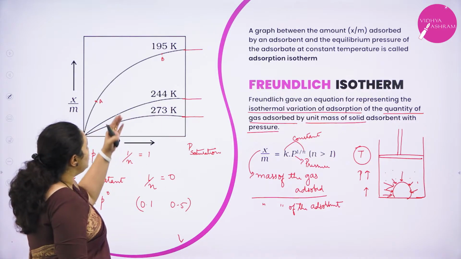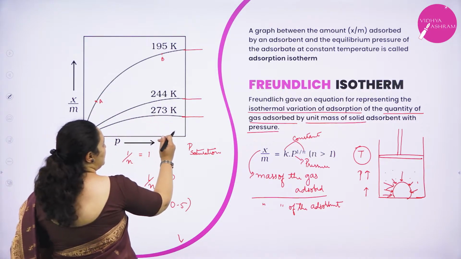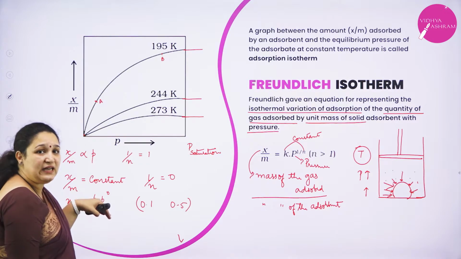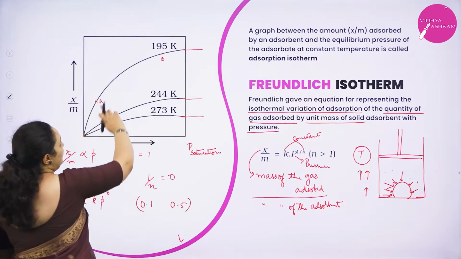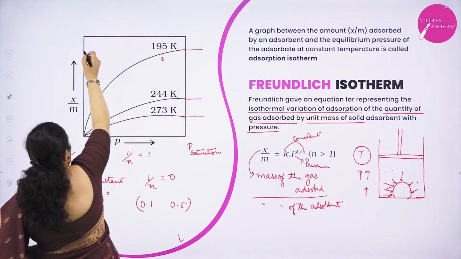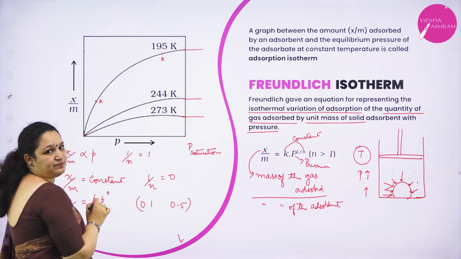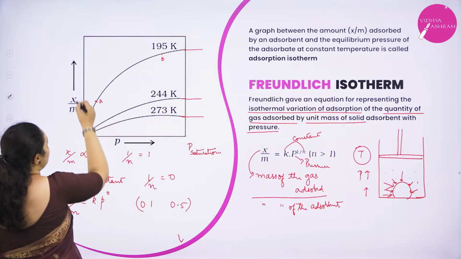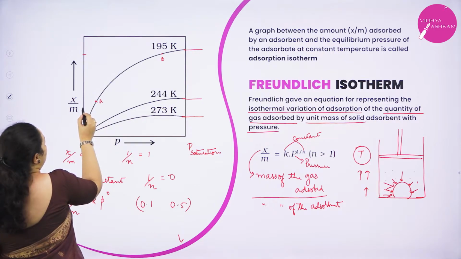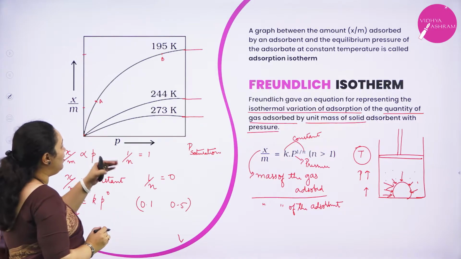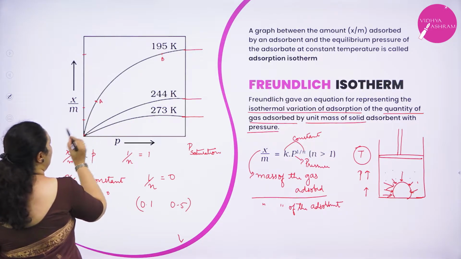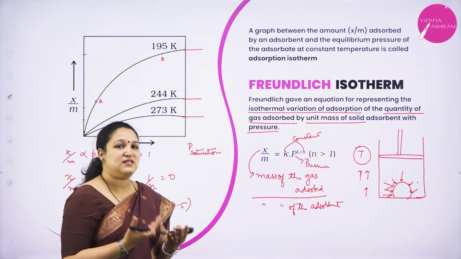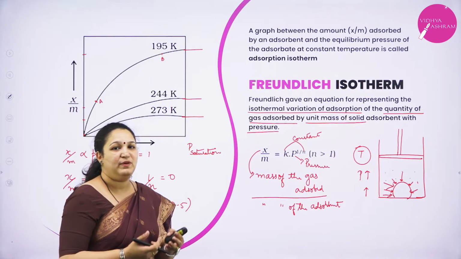Next, also if you see this graph, as the temperature is increasing, you can see the extent of adsorption is decreasing. Yes or no? See, at 195 Kelvin, the extent of adsorption at a higher pressure was up to here, whereas at 244 Kelvin, you can see there is a drastic change. It's from here up to here. At some more higher temperature, you can see it is still reduced. That means as the temperature is increased, the extent of adsorption has been decreasing.